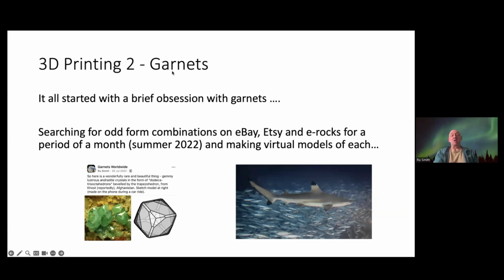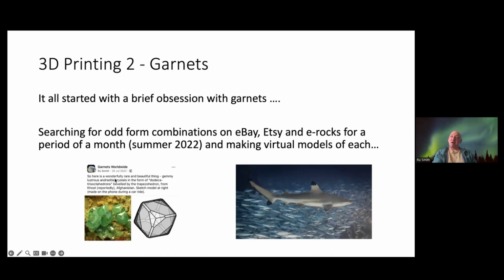So it started with garnets, and I had a really brief obsession with garnets. It lasted about a month. And it started in the summer of 2022 when I was in a taxi between Kuala Lumpur and the east coast of Peninsular Malaysia, heading off to do some underwater photography on a reef off the east coast over there, which was a great time for sharks as it happened.